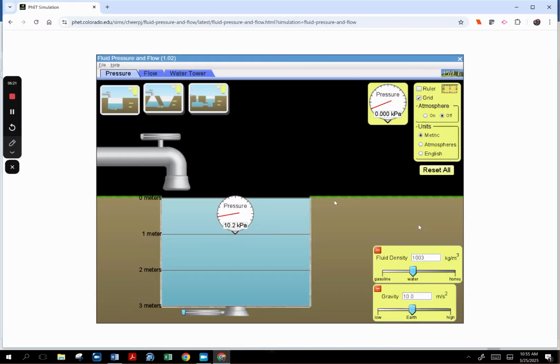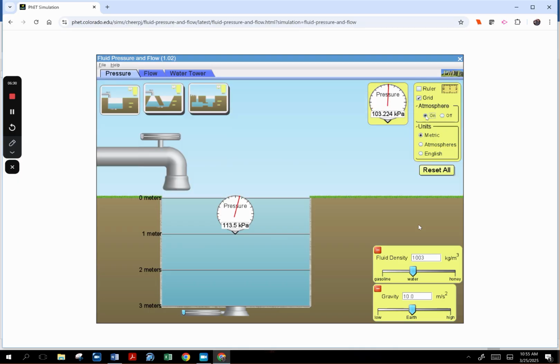Don't forget, this was going swimming apparently in gasoline, but we're going to go with just water for now. And I turn the atmosphere off. If we turn the atmosphere on, notice the pressure increases a lot. There is an atmospheric pressure because we live in a sea of air above us that applies a pressure down on us. So we have to include that as well.